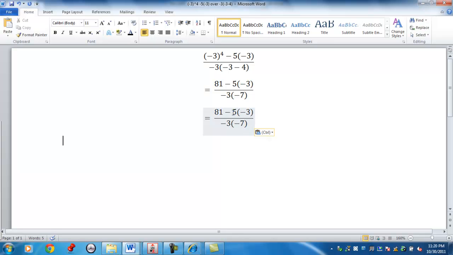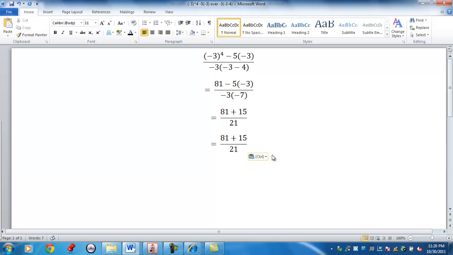in the numerator, we would multiply the negative 5 and the negative 3. A negative times a negative will be a positive, so it will be positive 15. In the denominator, we'll take a negative times a negative, which would be positive, and this would be a positive 21.